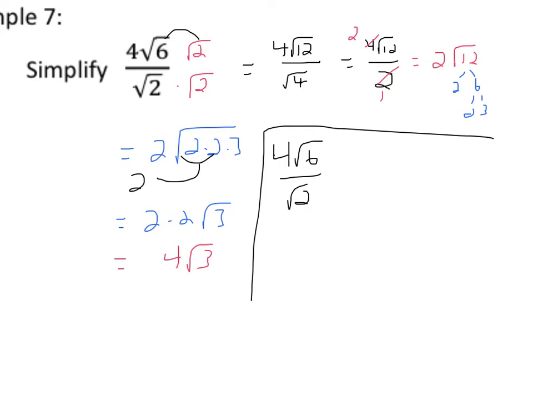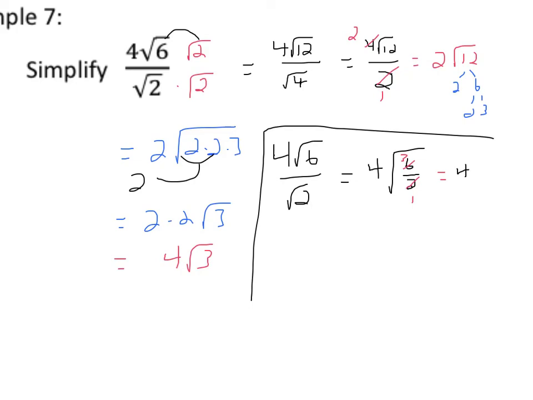Now, I have a root on the top and a root on the bottom. So I can rewrite this as 4 and write one big root, 6 over 2. That was our property. We can go back and forth between the root of a fraction and the fraction of two separate roots. But I do this because, if you notice, I can simplify this fraction now, and I get 3.